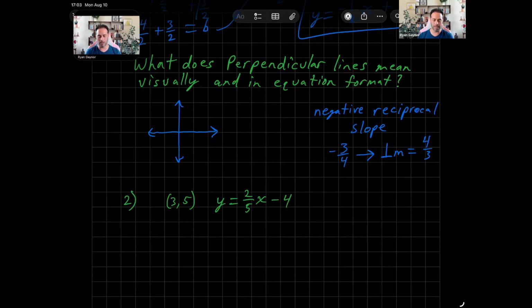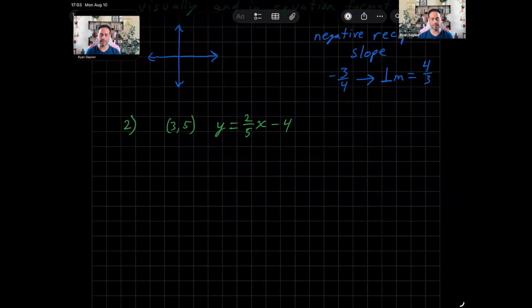Okay, so now all we have to do is figure this out. We want a perpendicular slope equation compared to this one right here. So we have to find the perpendicular slope first. We started at 2/5, negative reciprocal. I know because it started at positive, it will be negative. And then we just flip it over, 5/2.